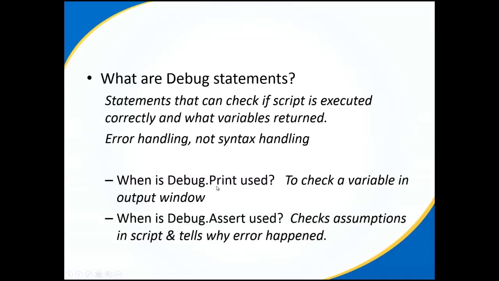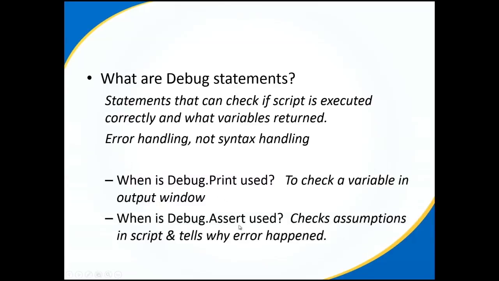The next question was, when is debug.print used? As I mentioned, debug.print is to check a variable, and that will come out in the output window if you want to check something, such as a value, or let's suppose you're checking the total count of the trials and how many times it's run. If you would like to see what's been added so far, you can put in a debug statement, and that will show the value in the output window.